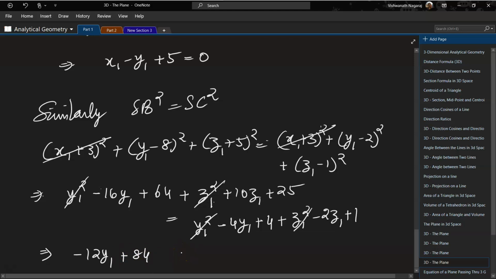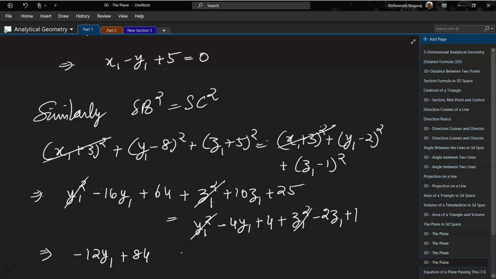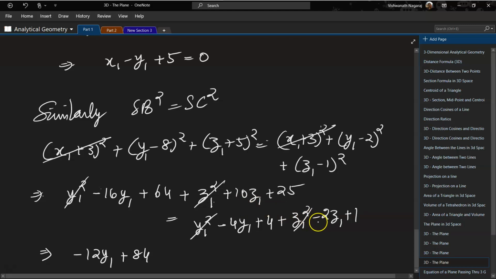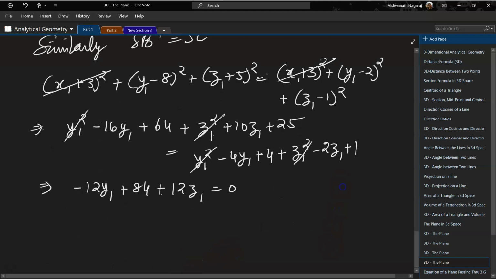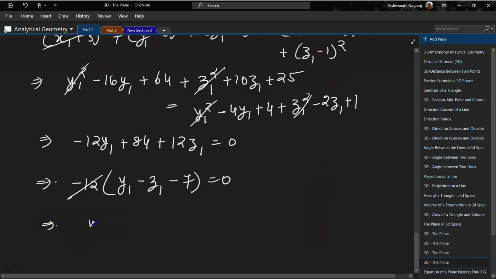And then what else is left? 10z1 plus 2z1, so plus 12z1 equal to 0. Okay, now let's take out minus 12 out. y1 minus z1 minus 7 equal to 0. This 12 gets cancelled. y1 minus z1 minus 7 equal to 0.